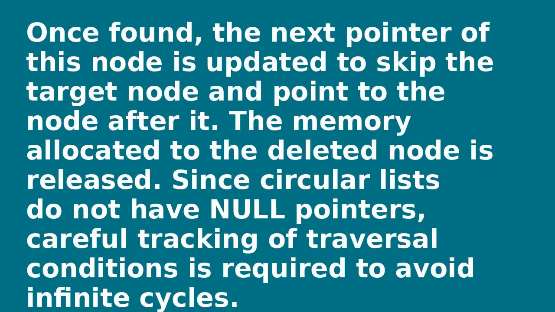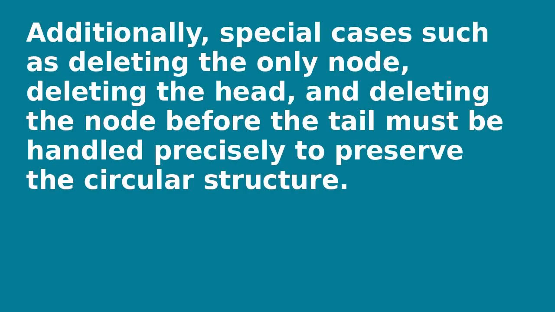Since circular lists do not have null pointers, careful tracking of traversal conditions is required to avoid infinite cycles. Additionally, special cases such as deleting the only node, deleting the head, and deleting the node before the tail must be handled precisely to preserve the circular structure.